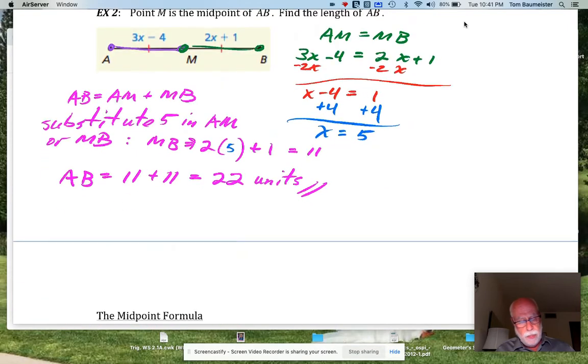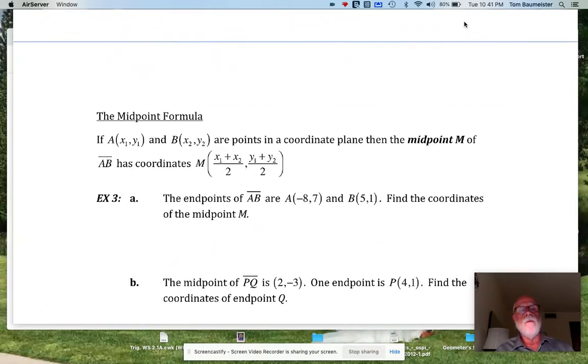All right, so we're again talking about the midpoint, and knowing that, we should remember the midpoint formula, which tells us if A, and again I'm going to call that point x1, y1, and B as x2, y2 are points in the coordinate plane, then the midpoint M of line segment AB has coordinates M is equal to (x1 plus x2) divided by 2, and (y1 plus y2) divided by 2. So it's basically giving you the average.